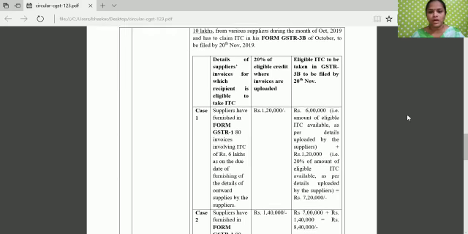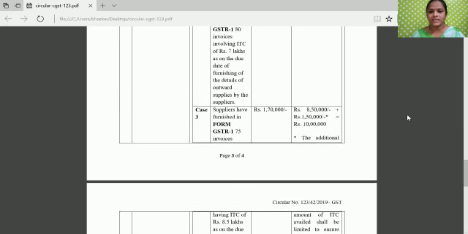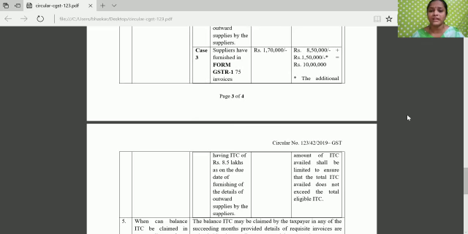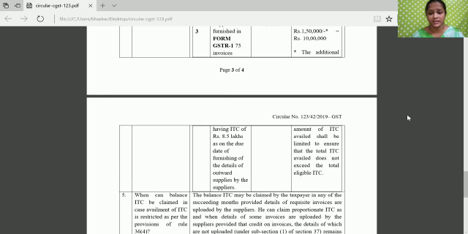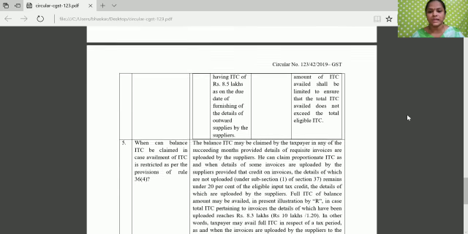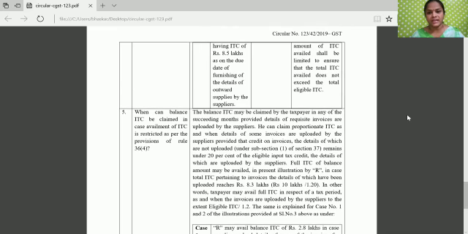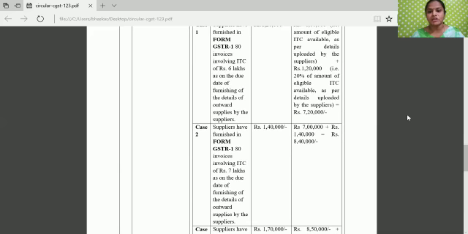So now the board clarifies, indirectly restricts, that the ITC can be availed only up to the consolidated ITC of 10 lakhs, and the taxpayer cannot avail the 10 lakhs 20,000 ITC. The total ITC availed does not exceed the total eligible ITC. The board is clarifying. This is a very important point. And how can the taxpayer avail the balance ITC of 2.8 lakhs?